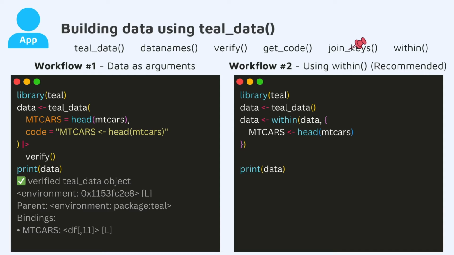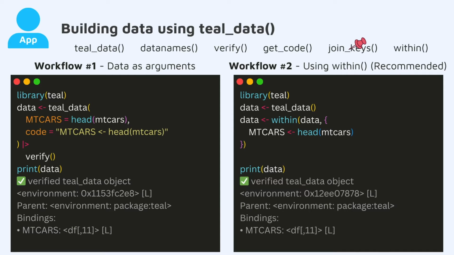If we print the data, you'll see that it's verified. This is because the code expression passed to the within function is appended to the code slot while also updating the environment slot. So a verified Teal data object will stay verified if within is used to update it. Since objects in your current environment are not available inside within's environment, you can pass additional arguments so within can access them.